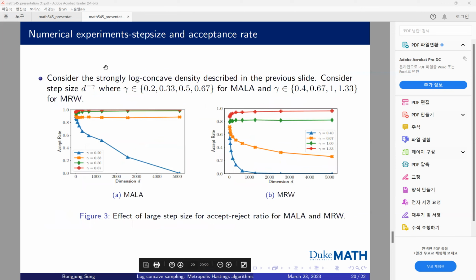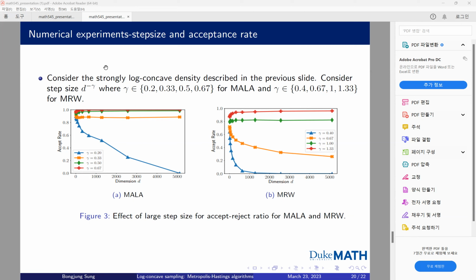Lastly, we investigate the relationship between step size and acceptance rate. We consider the step size d to the minus gamma with various values of gamma for MALA and MRW. Note that the step size is chosen so that the acceptance probability does not degenerate for both MALA and MRW.